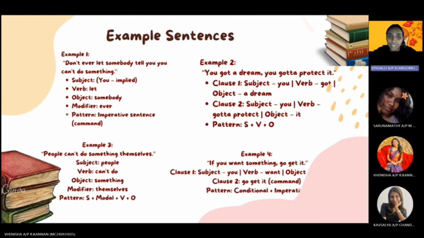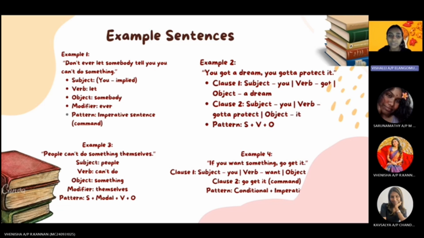So this slide presents 4 example sentences, each accompanied by an analysis of its grammatical structure. The analysis breaks down each sentence into its components, which is, for example, the subject, the noun or pronoun that performs the action. The verb is the action word in the sentence. Meanwhile, the object is the noun or pronoun that receives the action of the verb, and modifiers are words or phrases that add details or change the meaning of words in the sentence, such as adverbs or adjectives.